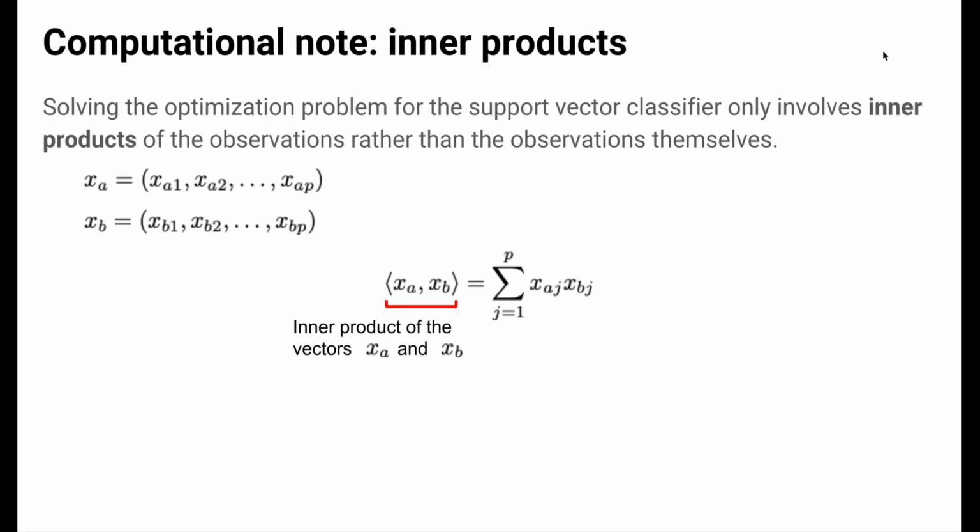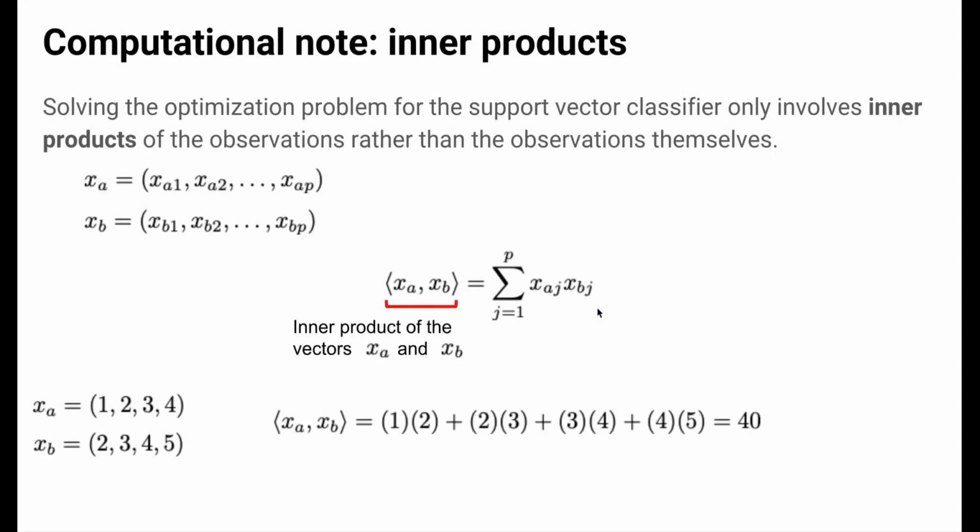So a computational note: it turns out that solving the optimization problem for the support vector classifier only involves taking inner products of the observations rather than using the observations themselves. So let's define what an inner product is. If I have two vectors, xa and xb, that each have p components, so this is like a p predictor situation, the inner product is defined by these angle brackets shown here, and it's defined as this summation. This summation is not that intuitive. Let's look at an example.